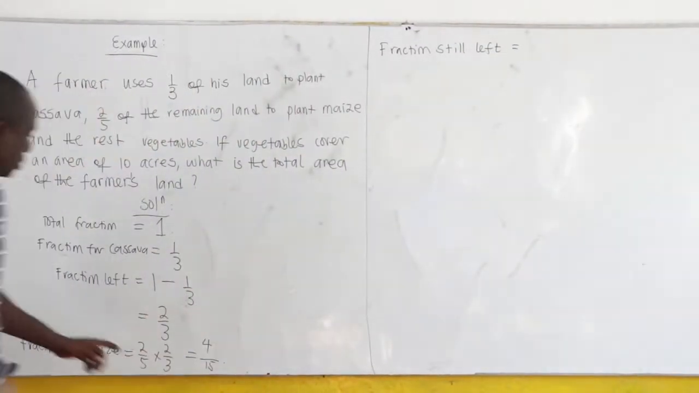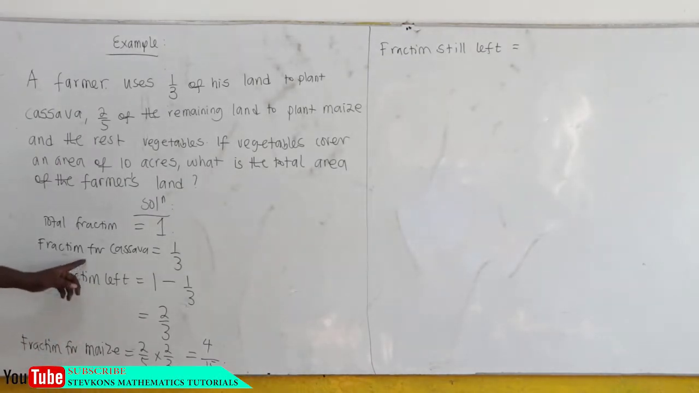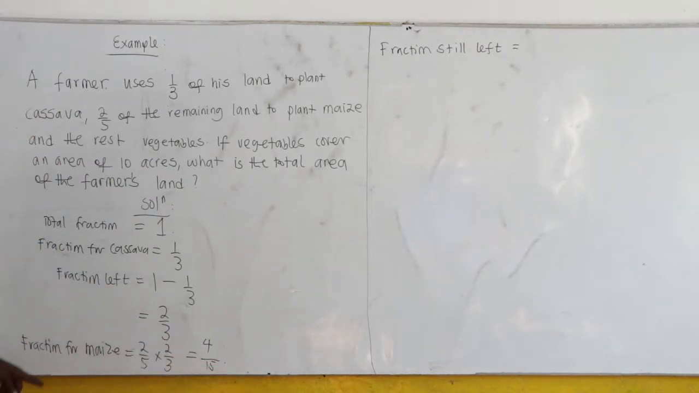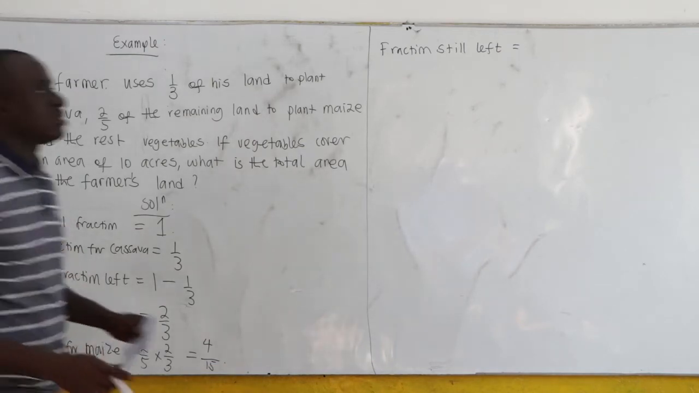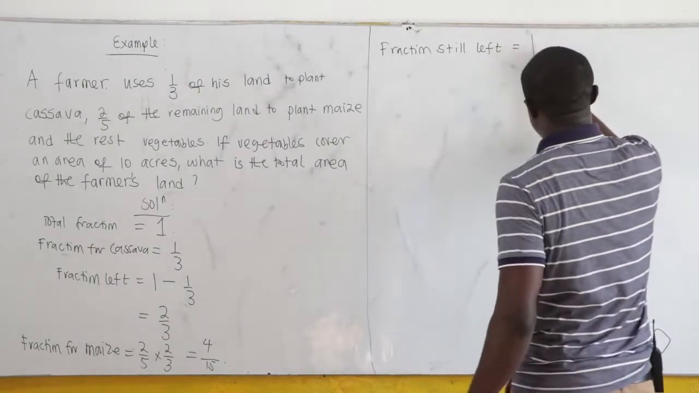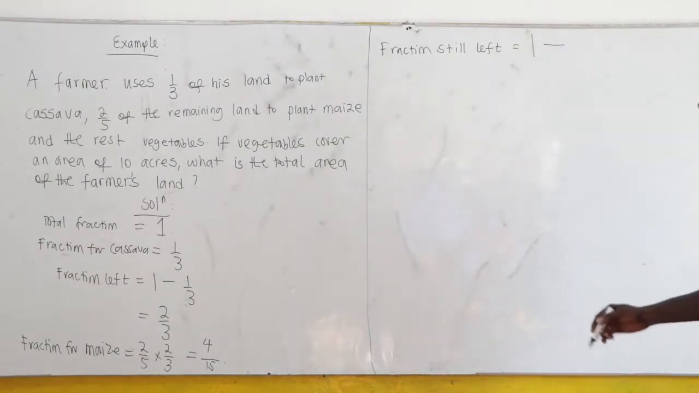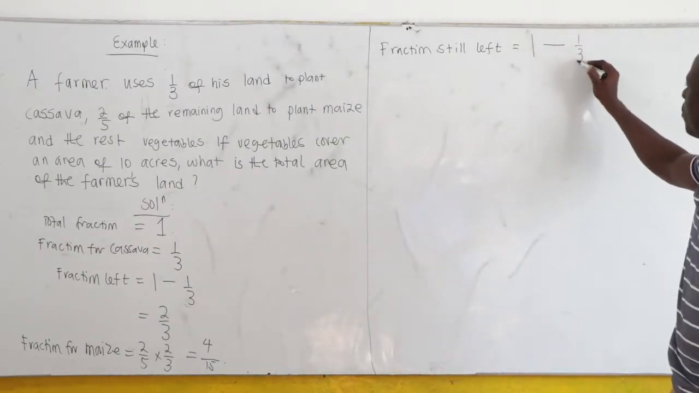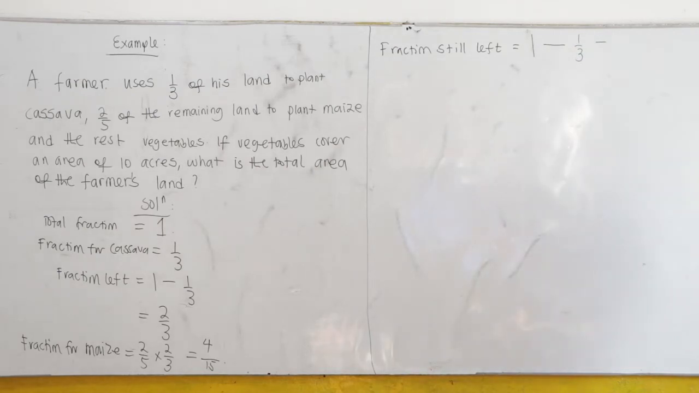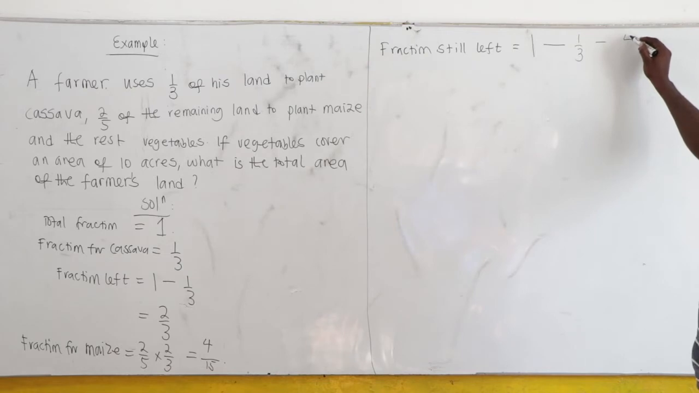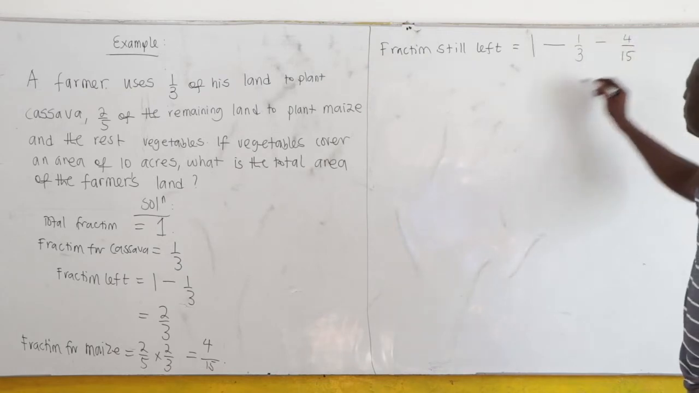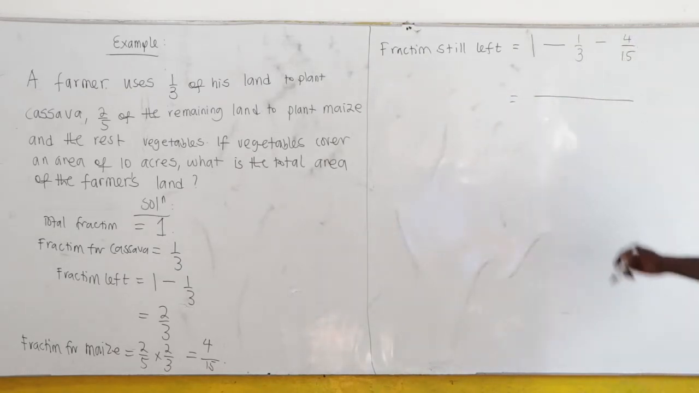Now the total fraction is 1. I've used 1/3 to plant cassava, then I've used 4/15 to plant maize. The rest is for vegetables. So let's find the rest. The total is 1, and then I've used 1/3 for cassava and 4/15 for maize. Now, what is the LCM?